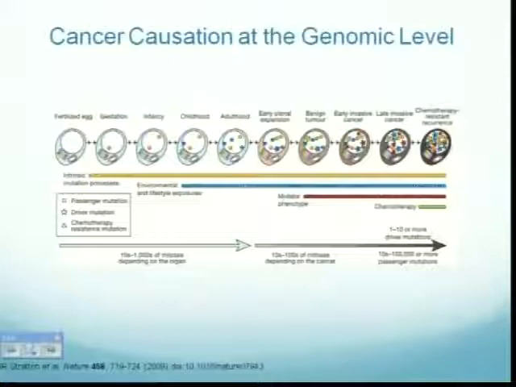So we start off with a normal adult cell, now to what's called early clonal expansion, which eventually becomes a benign tumor. This benign tumor becomes further mutated to become an early invasive cancer, then a late invasive cancer, and then what we don't want, and what unfortunately happens in many cases, is a chemotherapy-resistant cancer. And it's the chemotherapy-resistant cancers that are the ones that grow, metastasize, begin to invade other tissues and other organs, and eventually kill the patient.